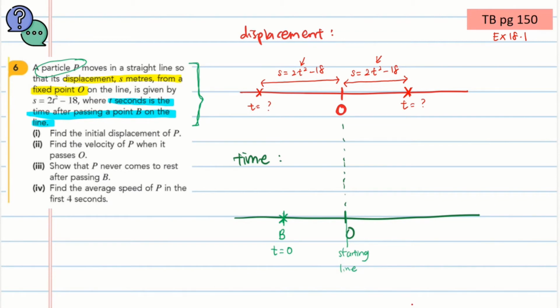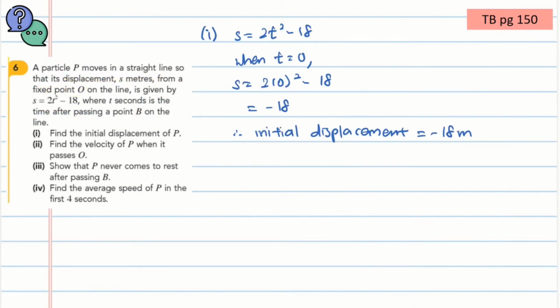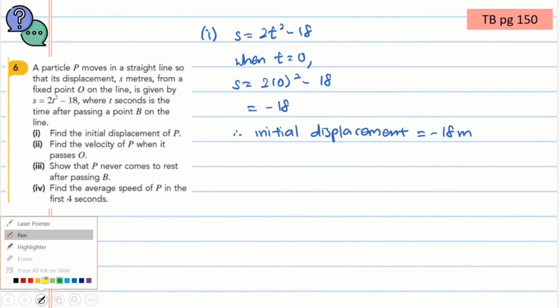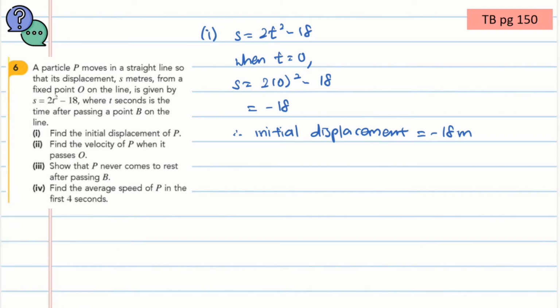Now let's proceed to part I, so that we can draw a clearer picture of this entire question. Part I, we want to find the initial displacement of P. That means we want to know where P is when time is equal to 0, because we're talking about initial. Very simply, when time is equal to 0, I have a function for my displacement already. I substitute time equals 0 into that, and I find that S is equal to negative 18.